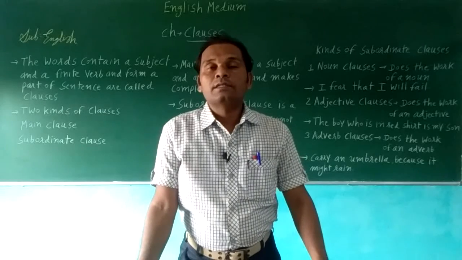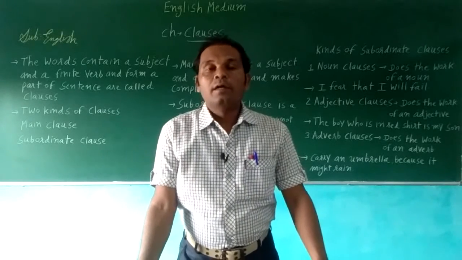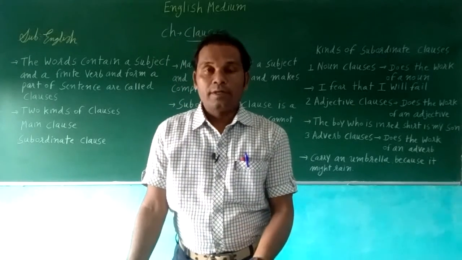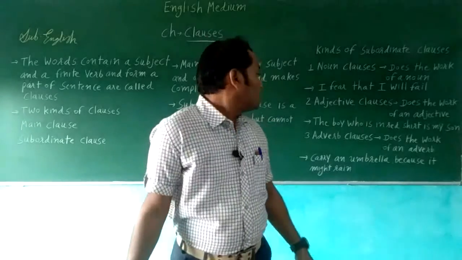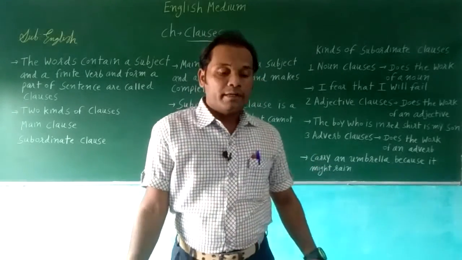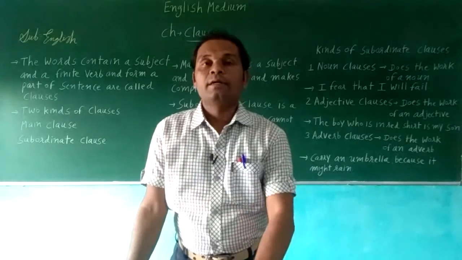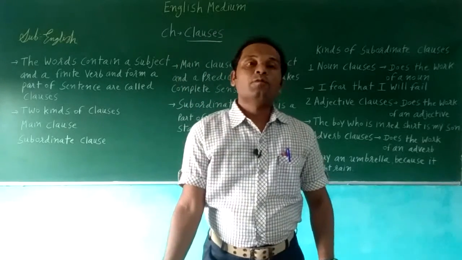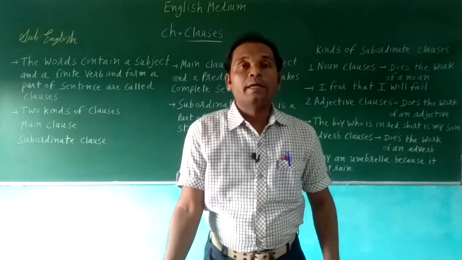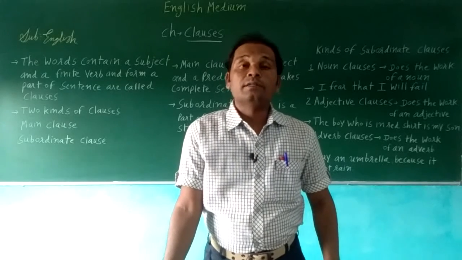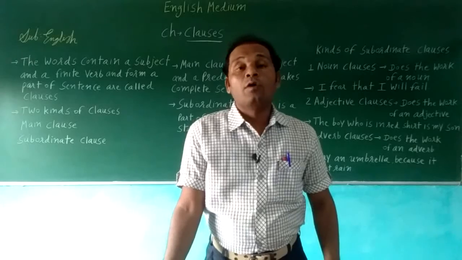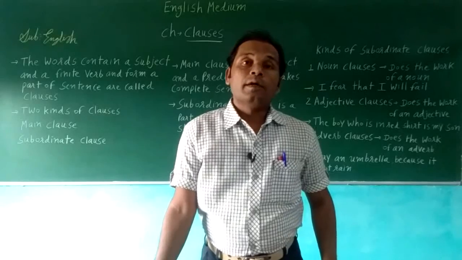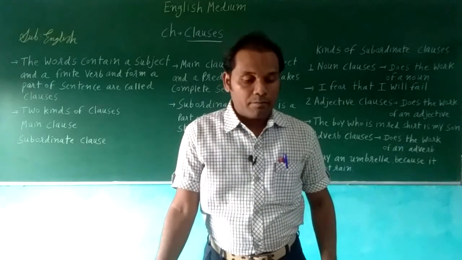Adverb clause does the work of an adverb. Carry an umbrella because it might rain. The possibility of rain. Carry an umbrella because it might rain. It is the possibility of that rain, so it is called an adverb clause. An adverb clause does the work of an adverb, and it modifies a verb, an adjective or an adverb.